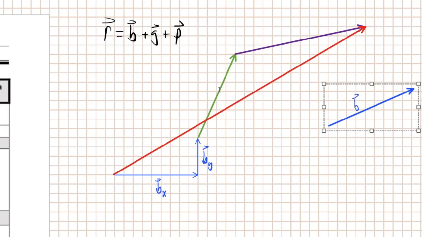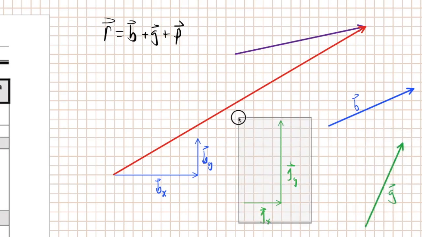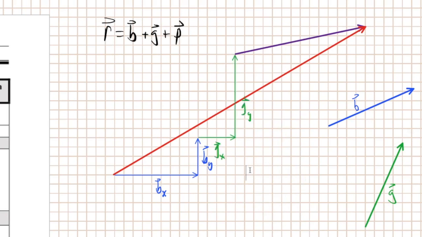We're going to repeat this process, but this time we're going to work on the green vector. So we draw the x component, then the y component. If this is our green vector, this would be our x component of the green vector, and this would be the y component of the green vector. All right, so let's pull these aside, and we're going to replace our green vector with our components.